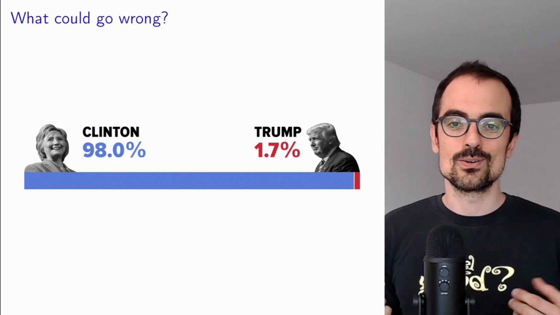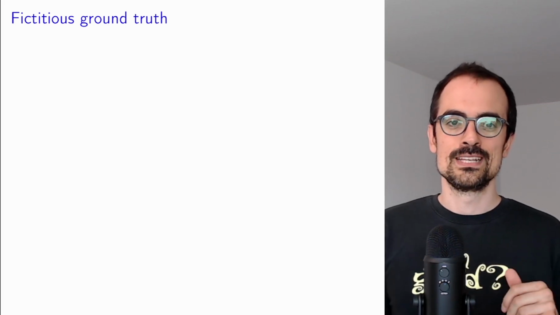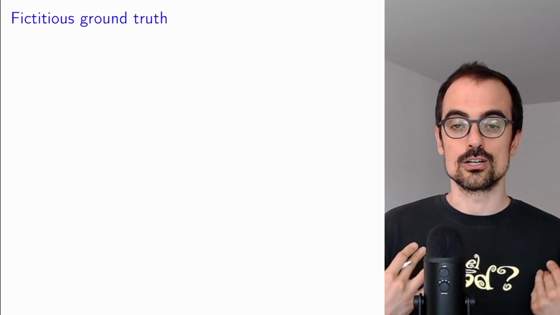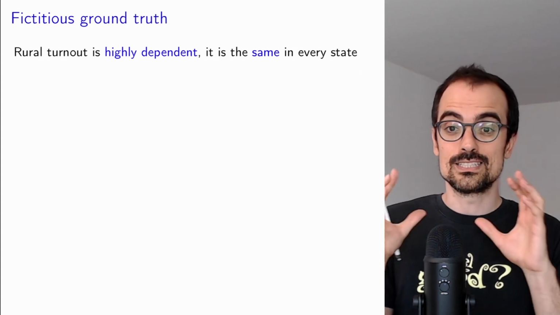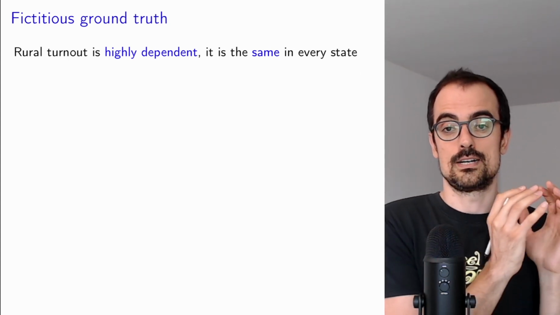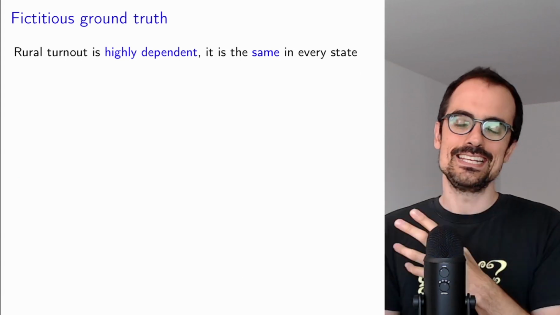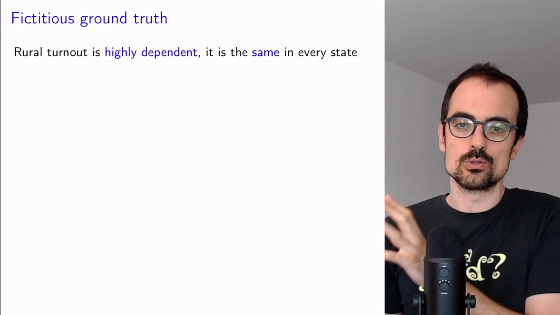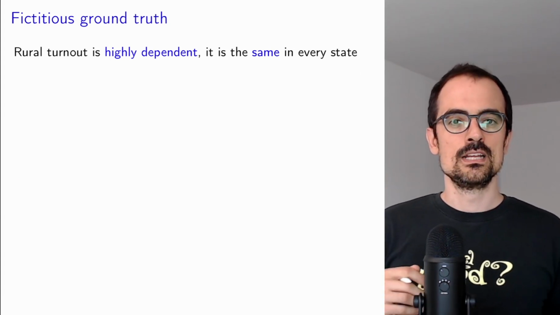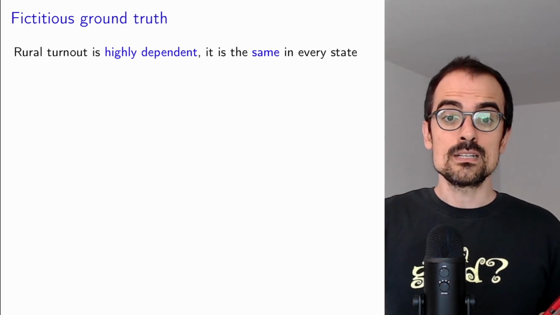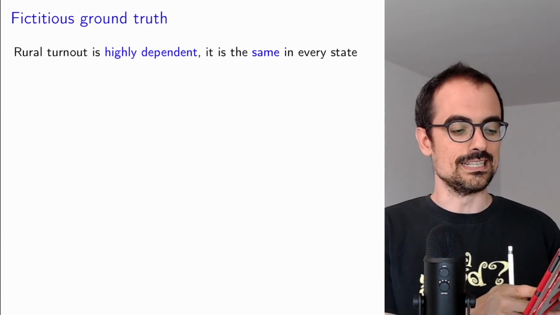So let's see what can happen when we make very strong independence assumptions in a model, but they don't hold. Here is a fictitious ground truth for our cartoon election. Imagine that the rural turnout is actually highly correlated. It's very dependent, like whether rural voters go out to vote in Wisconsin is highly dependent with whether rural voters go out to vote in Illinois, as may be the case actually in practice. We're going to take this to an extreme, and we're going to make the rural turnout the same in every state, just to make things easier.